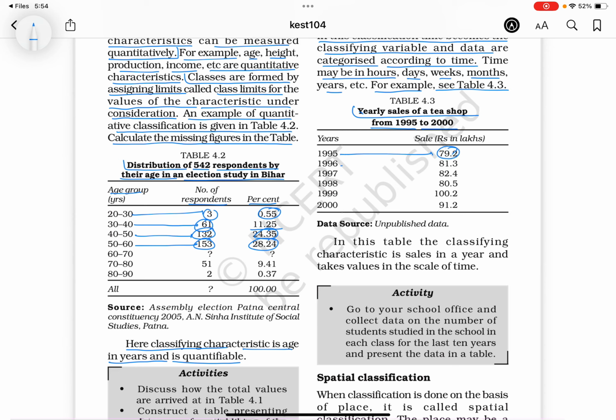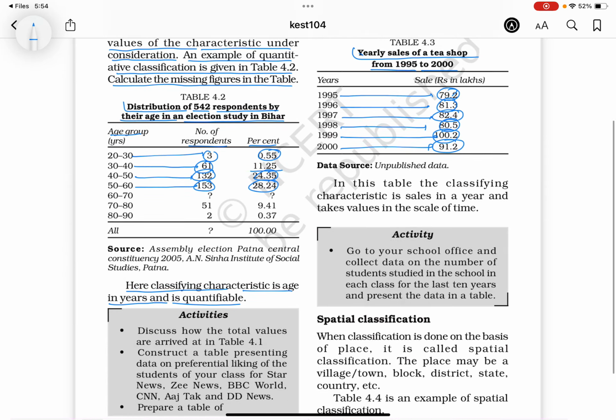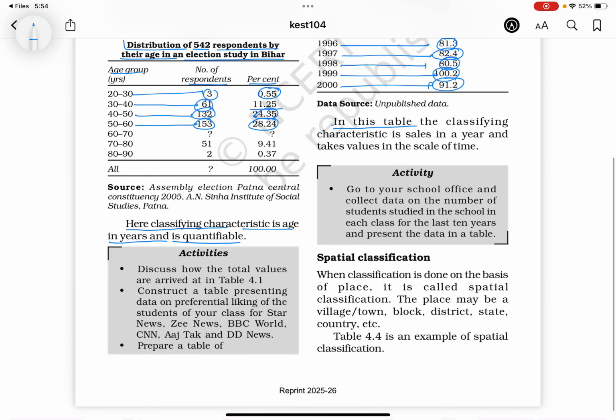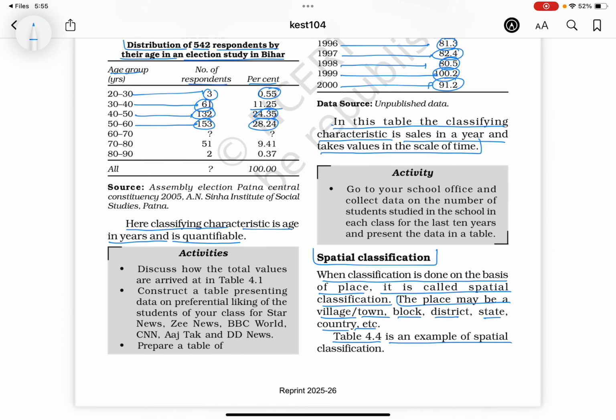95, 79.2; 96, 81.3; 97, 82.4; 98, 80.5; 99, 100.2; 2000, 91.2. In this table, the classifying characteristic is sales in a year and takes value in the scale of time. Spatial classification. When classification is done on the basis of place, it is called spatial classification. The place may be a village, town, block, district, state, country, etc. Table 4.4 is an example of spatial classification.